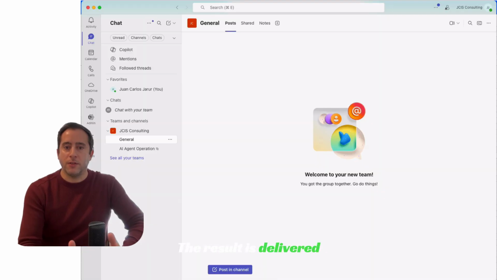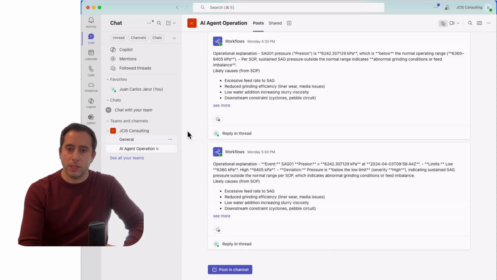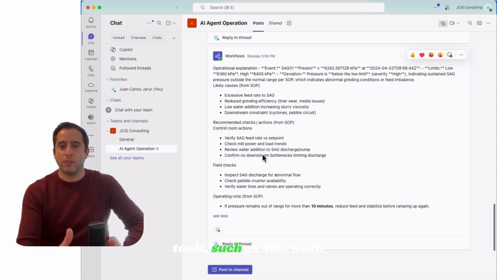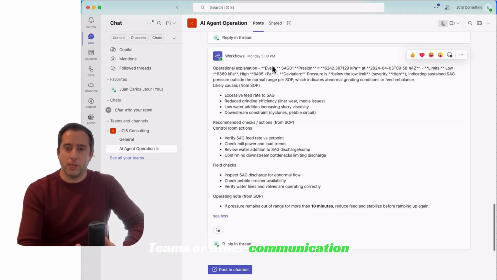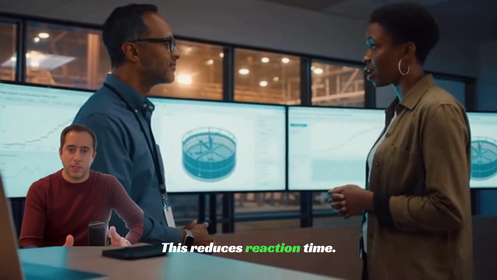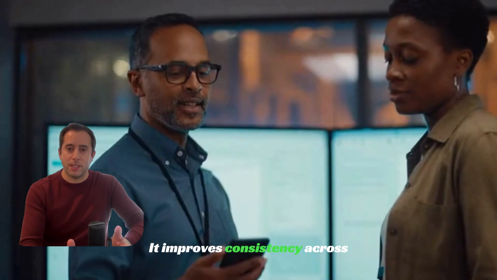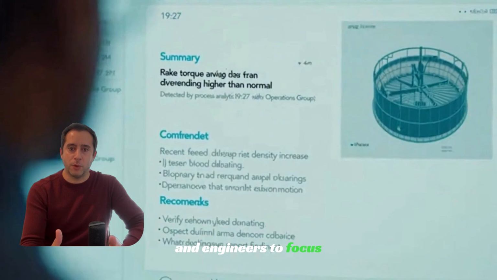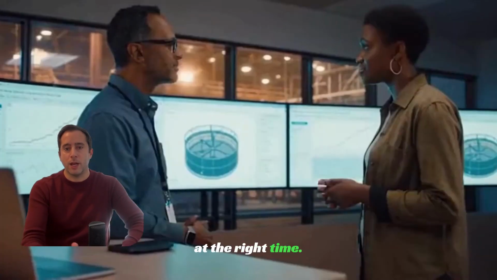The result is delivered directly to the operational team. The deviation, the context, and the explanation are shared through existing operational tools, such as Microsoft Teams or other communication channels. Instead of raw alarms or trend analysis, the team receives a structured, easy-to-understand message. This reduces reaction time, it improves consistency across shifts, and it allows operators and engineers to focus on the right checks at the right time.